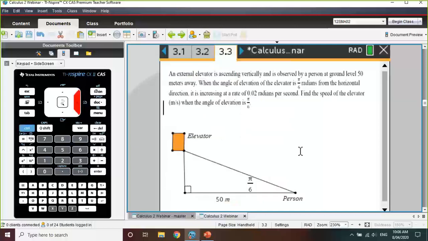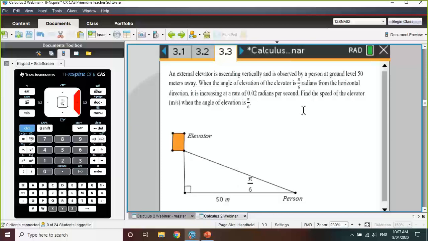Okay. So in this question, we have an elevator that's moving upward, and there's some person standing 50 meters away from our elevator. The person is looking up at the elevator, and when the angle of elevation is 5π/6 radians, we're told the angle of elevation is increasing at a rate of 0.02 radians per second. We want to know what speed the elevator is rising at when the angle of elevation is 5π/6. So there's a lot going on here.